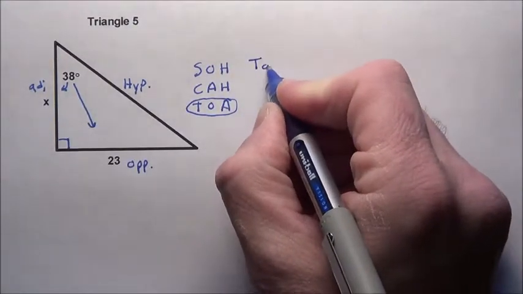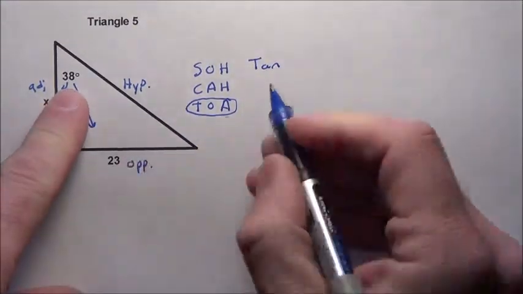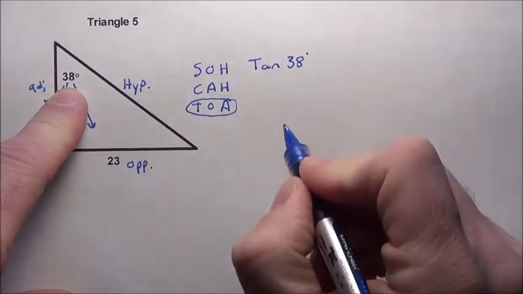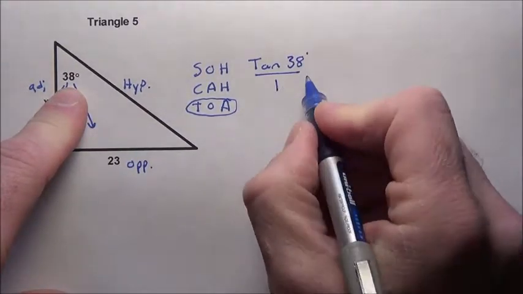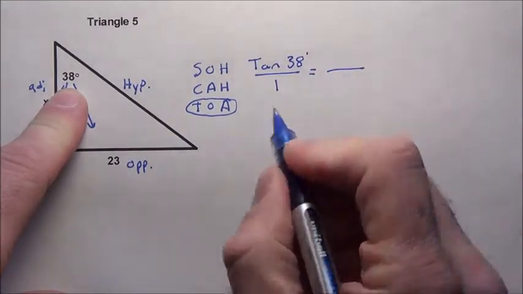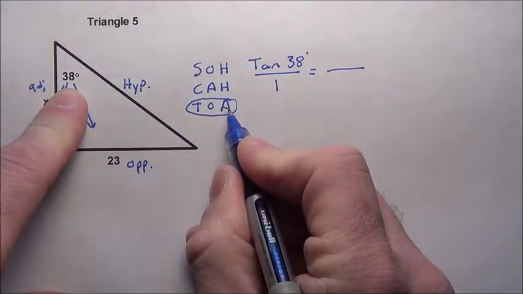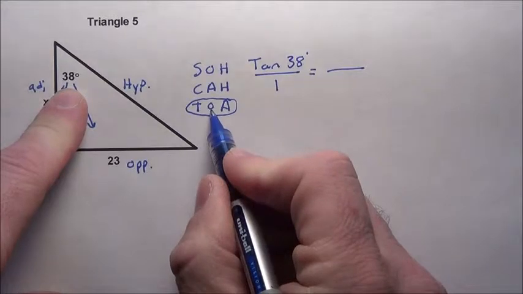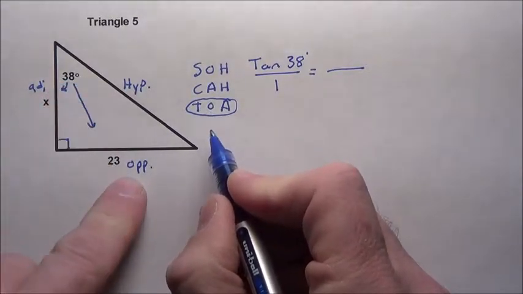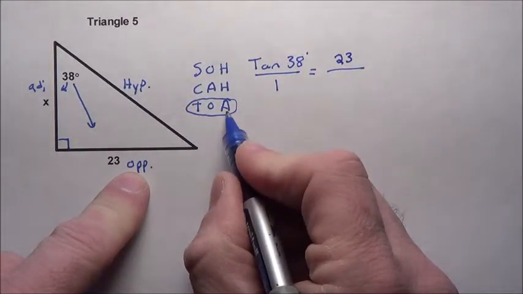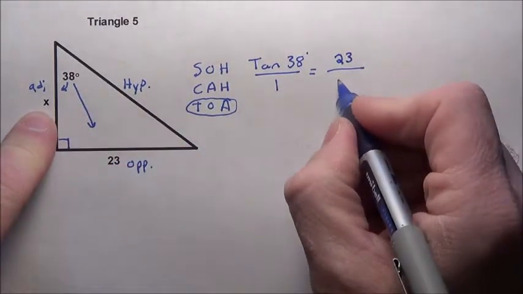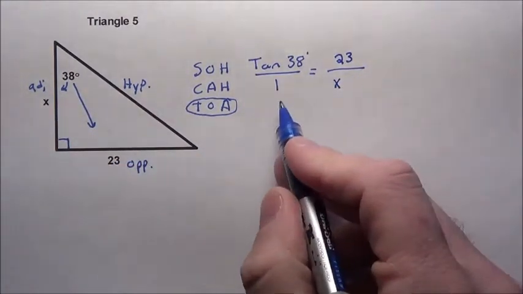So we know the tangent of the angle we have, which in this case is 38 degrees. So we write the tangent of 38 over 1 equals, now it has to be opposite over adjacent. You can't flip them. Opposite has to be on top. So who's the opposite side? That's the 23. So the 23 has to be on top. The adjacent has to be on bottom. That's who we're trying to find, that x. So now I have a proportion.